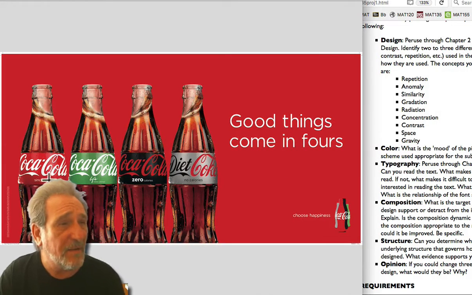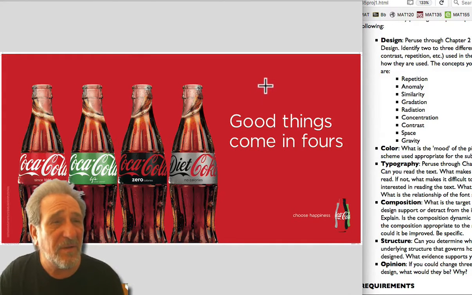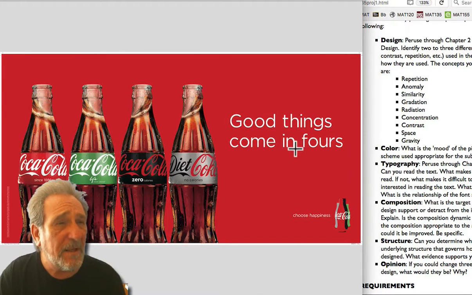Here we've got repetition, very much so, all the bottles are identically the same. We have not so much contrast, not really any anomaly. The typography is clean and straightforward.